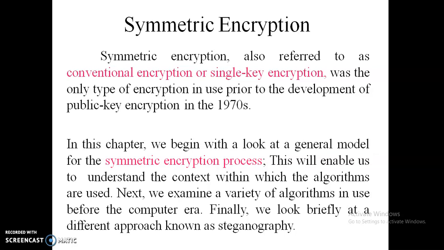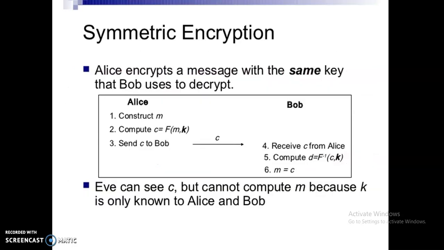Okay, let's revise symmetric encryption. Symmetric encryption means it's a single key encryption. The sender and the receiver use the same key. In encryption we send the plain text as cipher text to the receiver, and the receiver uses the same key to decrypt the message and get the plain text. Okay, this is the encryption.